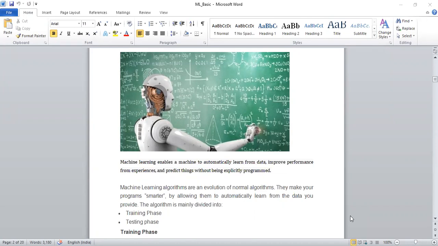Machine learning algorithms are an evolution of normal algorithms. They make your program smarter by allowing them to automatically learn from the data you provide. The algorithm is mainly divided into a training phase and a testing phase.